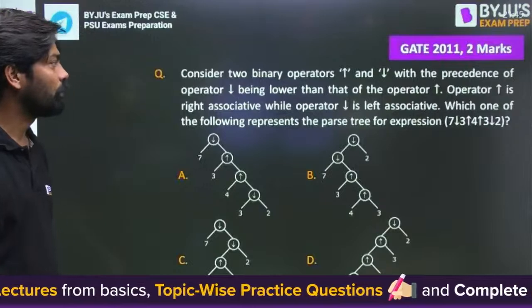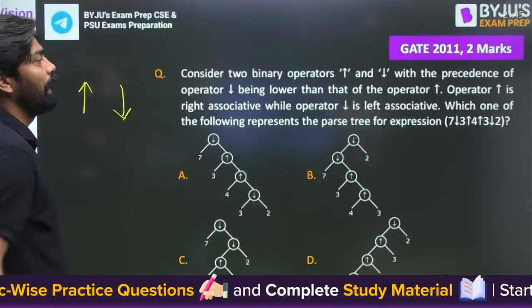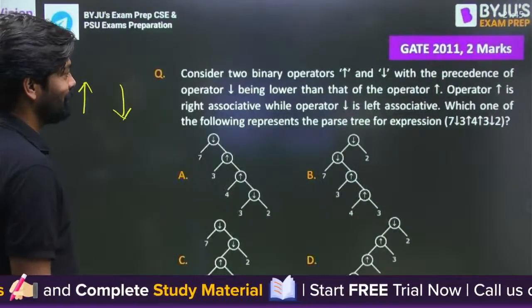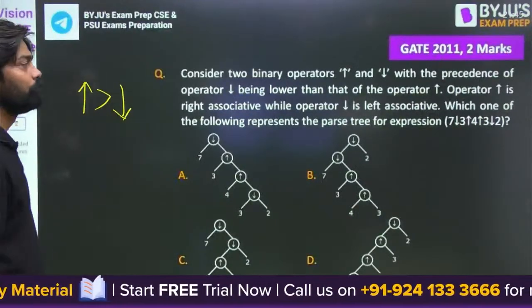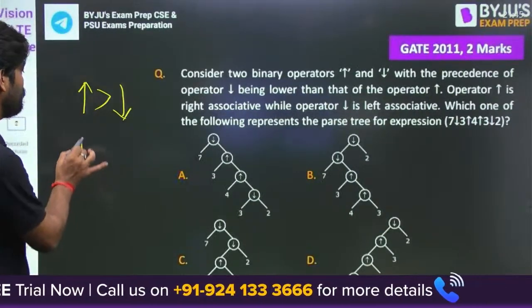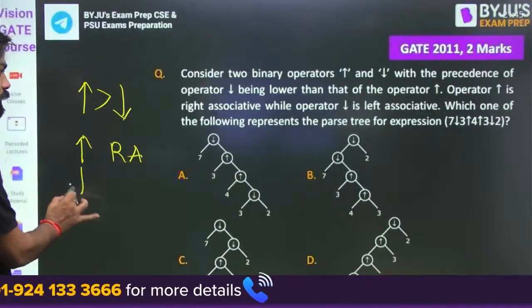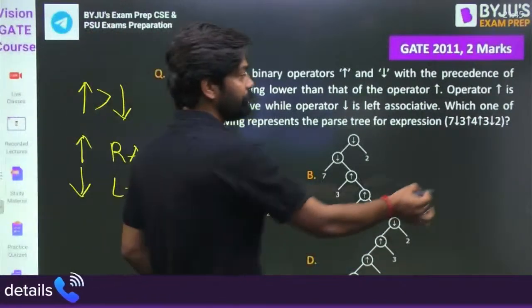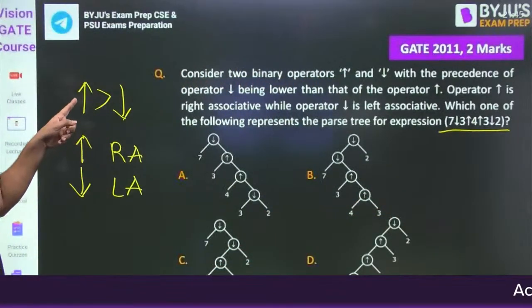Try this. They have given two binary operators, upward and downward, and they are telling us the precedence of the operators: downward is lower than upward, means upward is greater than downward. And they are telling us this one is right associative, fine, and this one is left associative. They have given some expression here. So which of the following is the parse tree? I think you know, this one is greater.